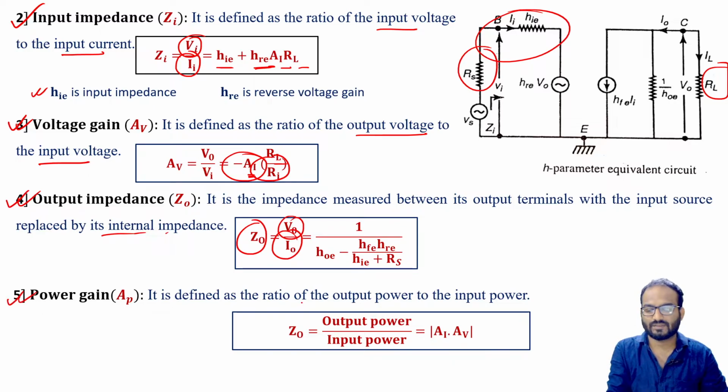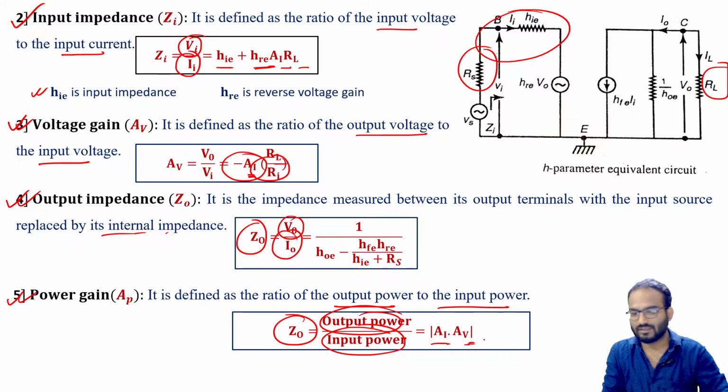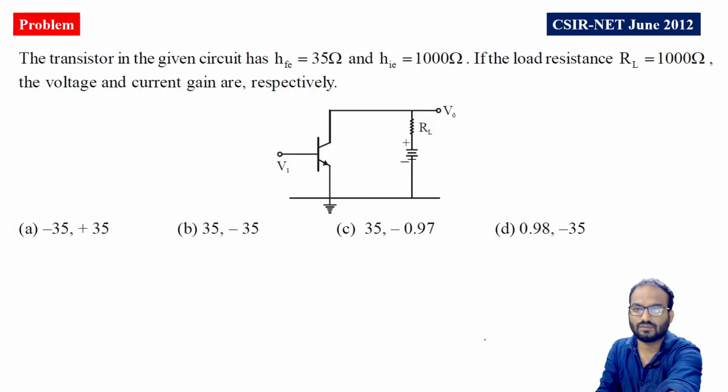Power gain is defined as the ratio of the output power to the input power, and it is given by the product of current gain and voltage gain. So now let's see what kind of question you got in the previous year.